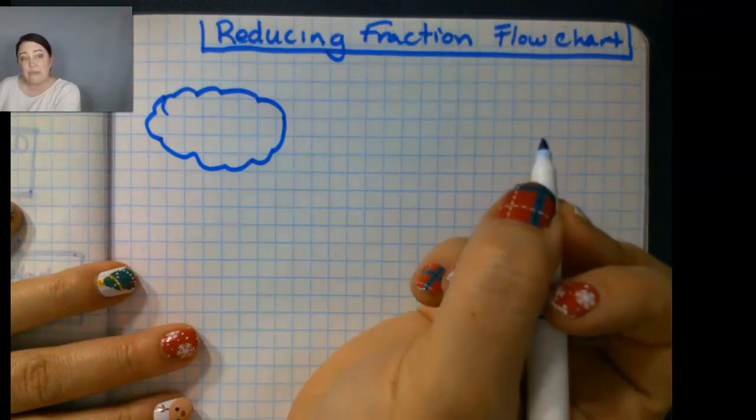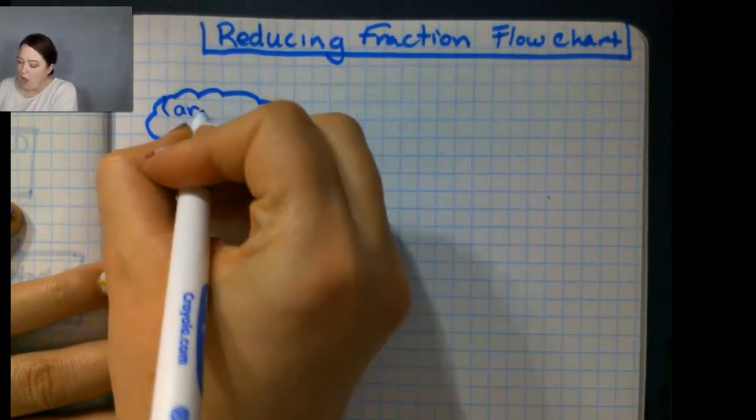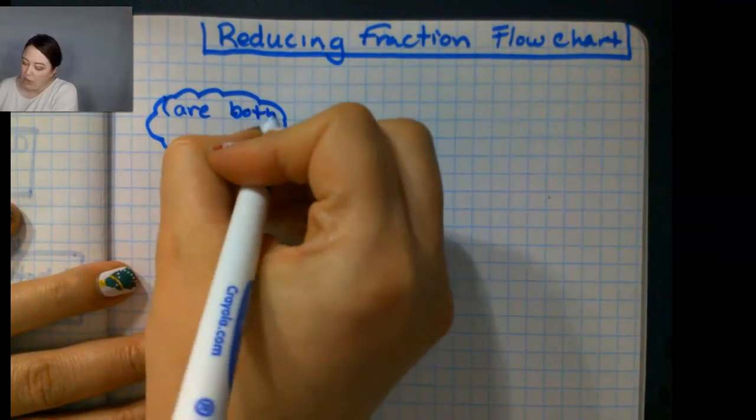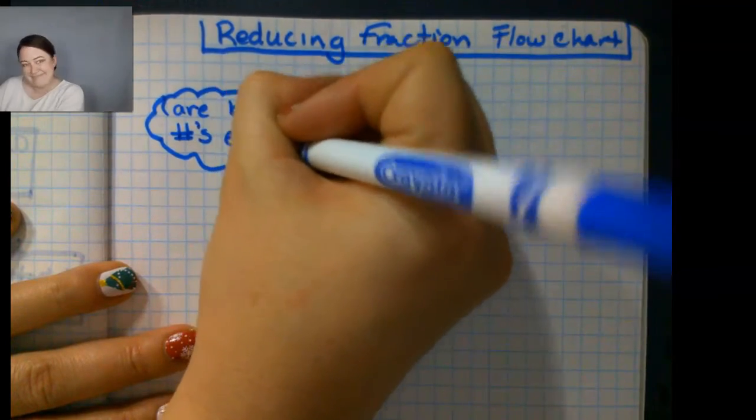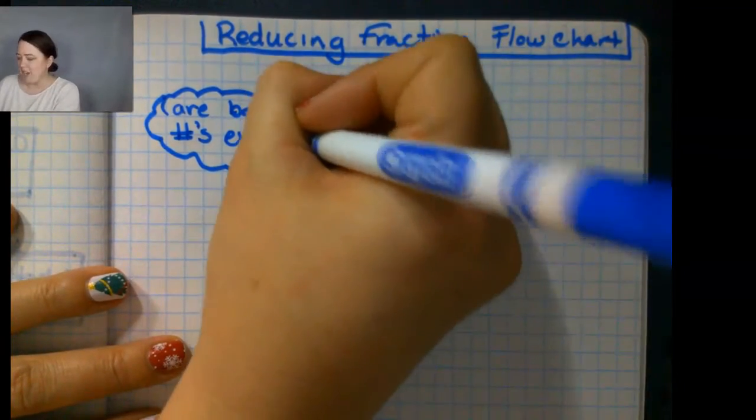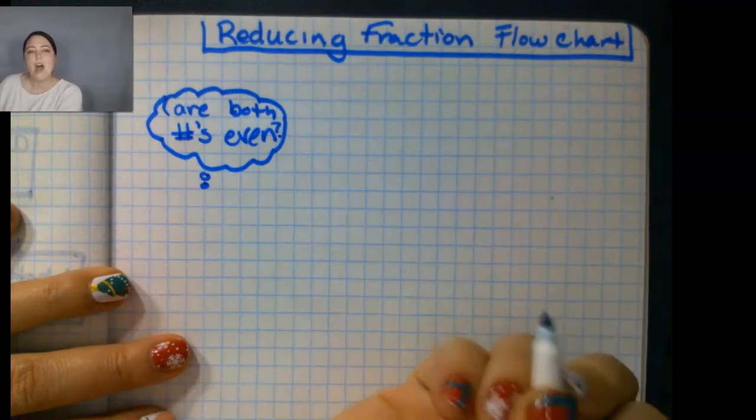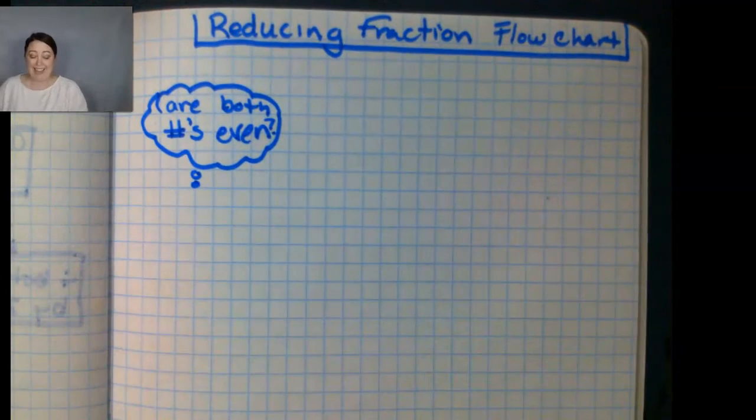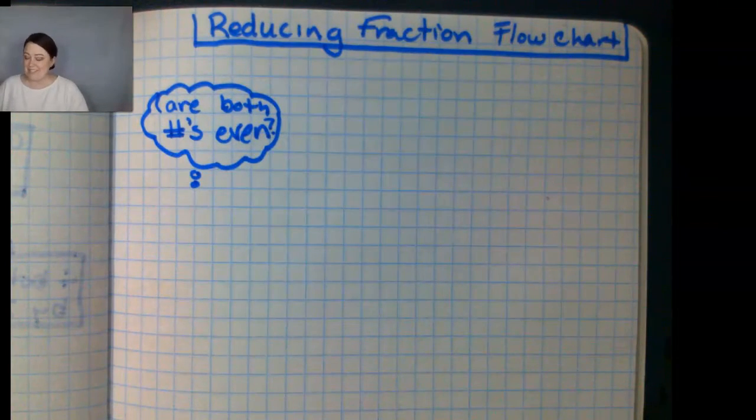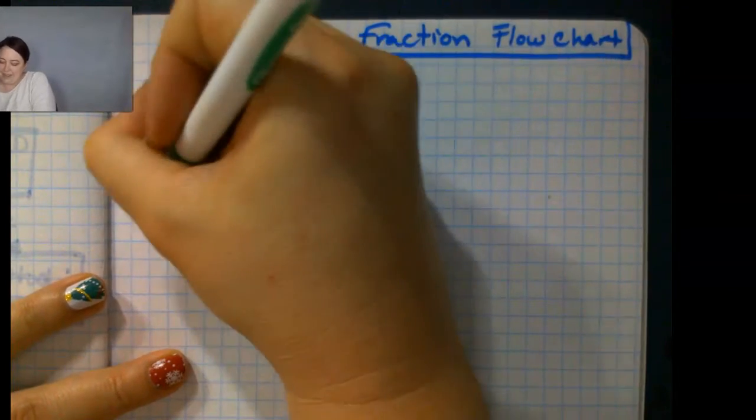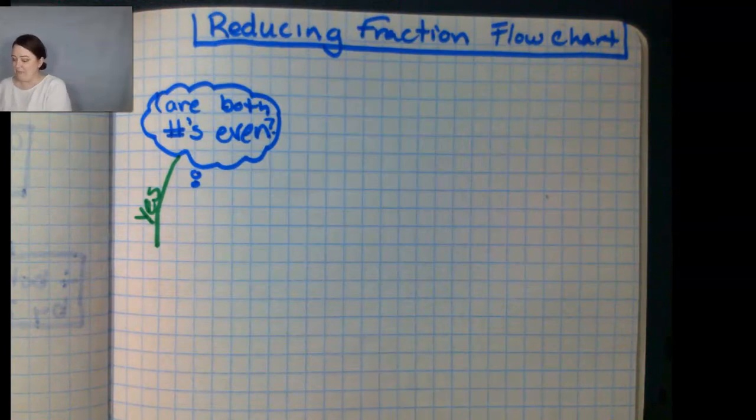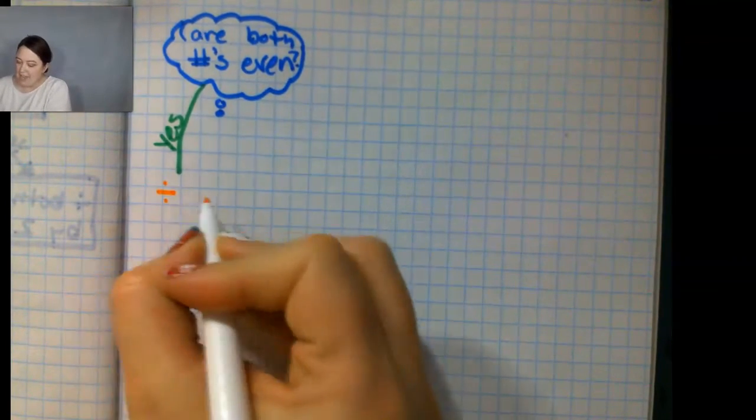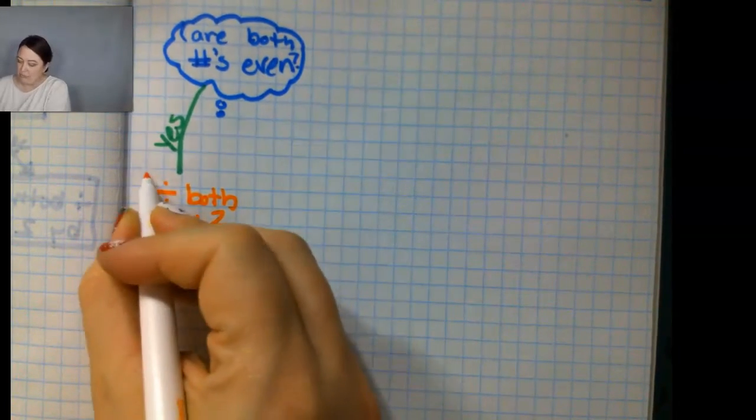So the first question is, are both numbers even? Why do you think I'm asking that question to myself? Are both numbers even? That's because if both numbers are even, yes, that means I have a job to do. Divide both by 2.